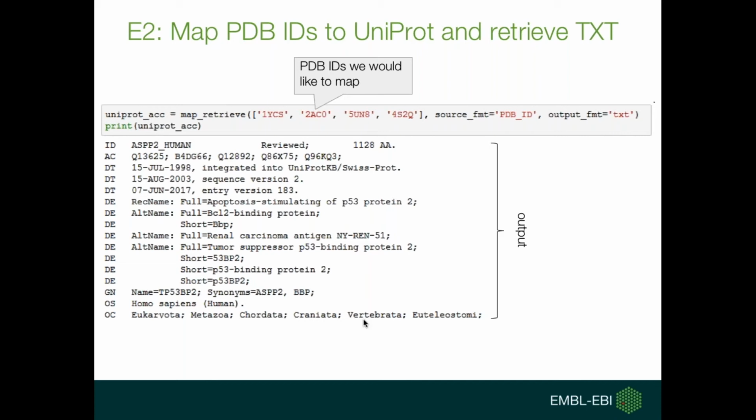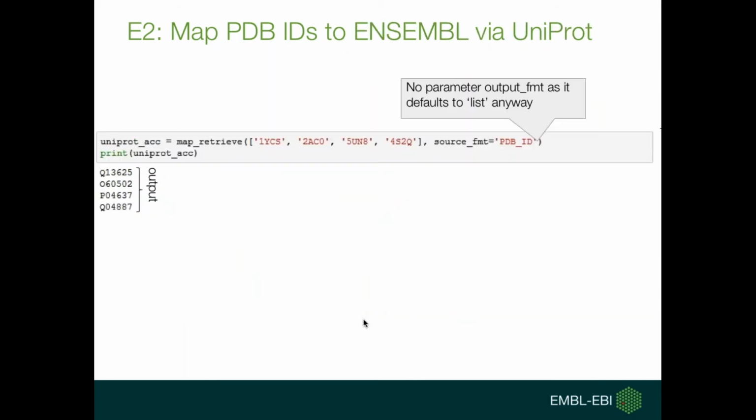But more interesting than just retrieving entries this way is what we talked about earlier, mapping from database A via UniProt to database B. So, as an example, we'd like to map from PDB IDs to Ensembl IDs via UniProt. We start by only slightly modifying the code that we had on the previous slide. Again, we call mapRetrieve with the list of PDB identifiers. Source format stays the same, but we leave away the parameter output format because it defaults to list anyway, and that's the format we'd like to have here, a list of UniProt accessions.